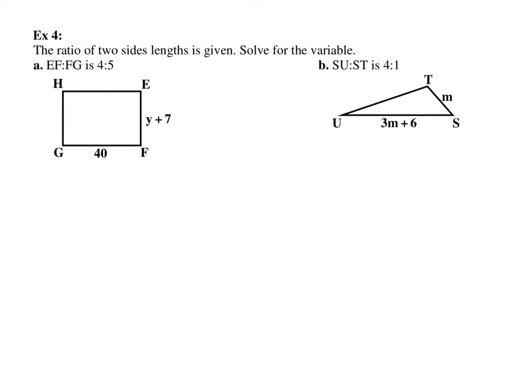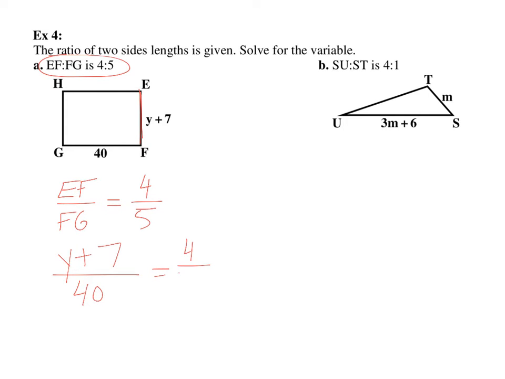All right, for example 4, the ratio of two side lengths is given. Solve for the variable. All right, so they tell you what the proportion is. EF over FG is equal to 4 over 5. All right, well, what is EF? EF is y plus 7. What is FG? FG is 40. All right, so it's just like the previous examples. You're just setting it up.